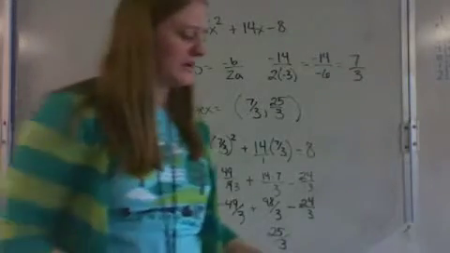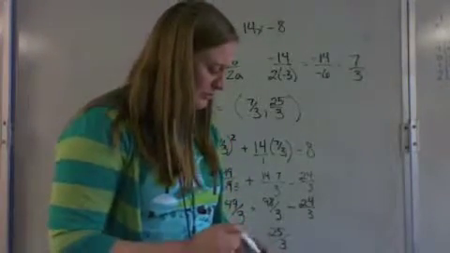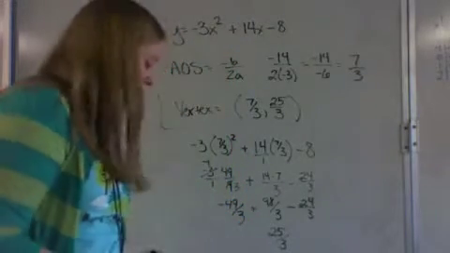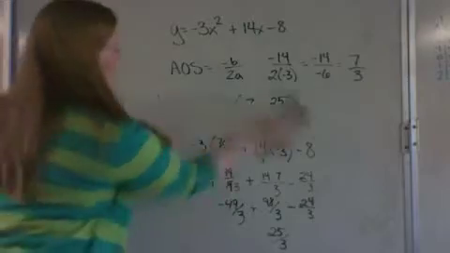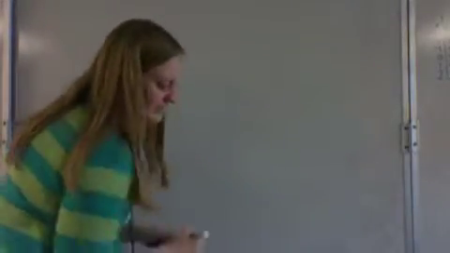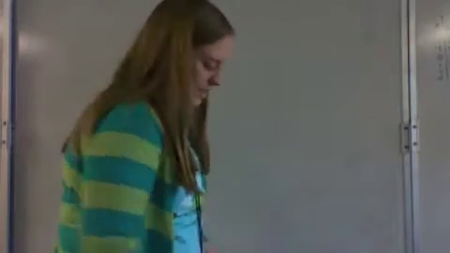Numbers 6 through 8 are vertical motion model problems, and they actually ask you to talk about the maximum and minimum. And so here's an idea of what it is.